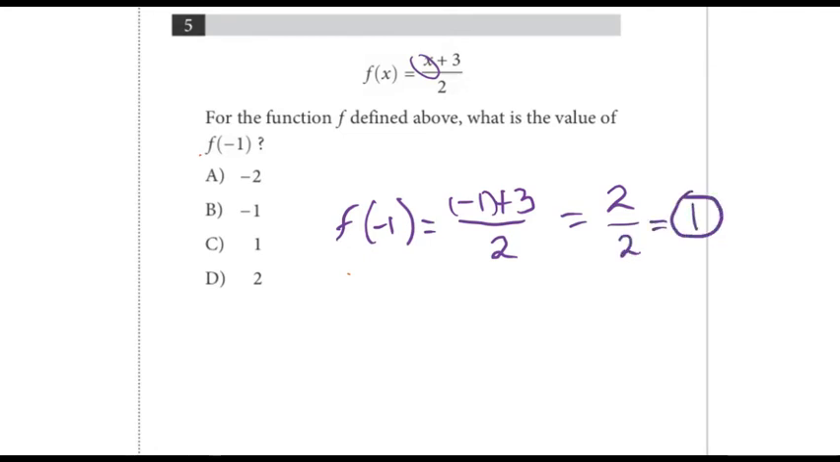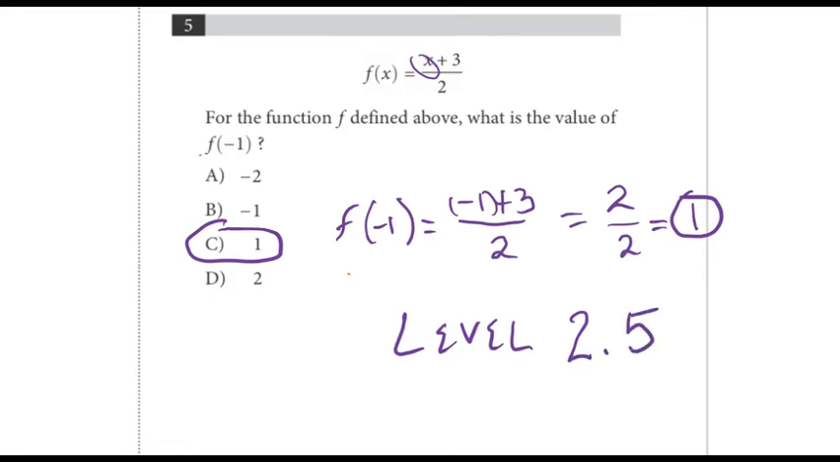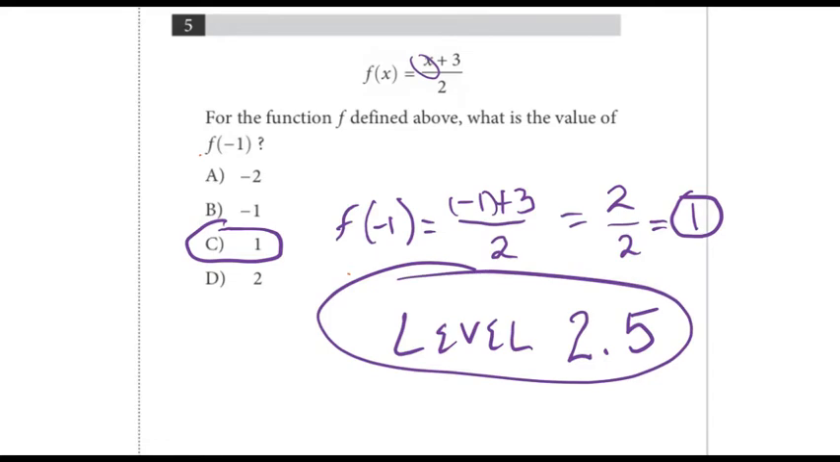On this question, it didn't matter that you use parentheses, but on these types of questions, make sure you do use the parentheses because they can give you an incorrect answer if you do not. Answer choice C. Simple question. Level of difficulty 2.5. A few of you may not know the concept. Hopefully you do. Let's go to number 6.